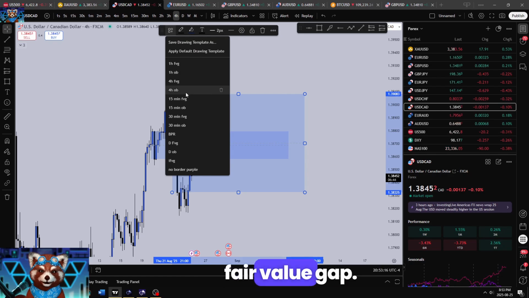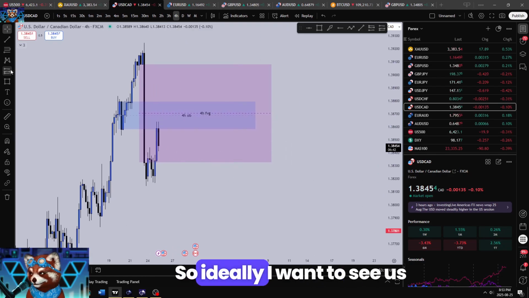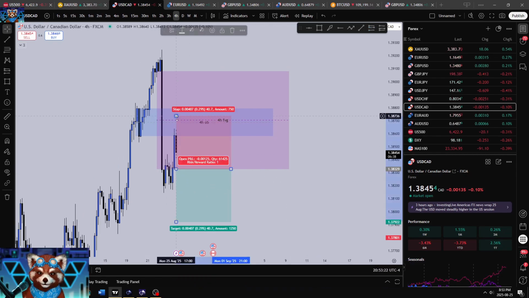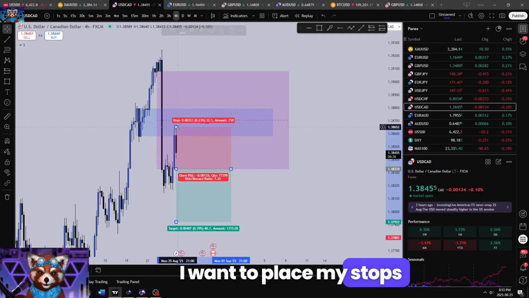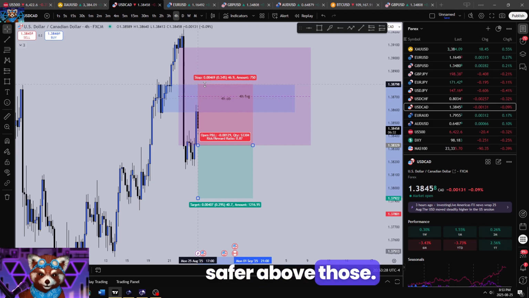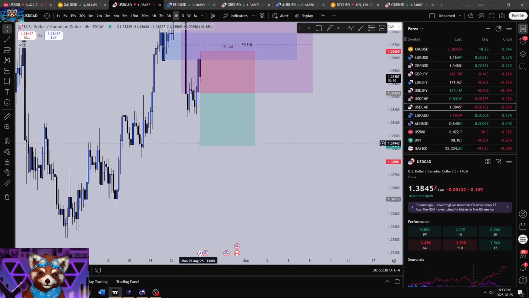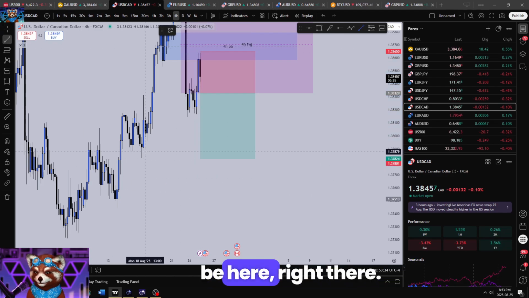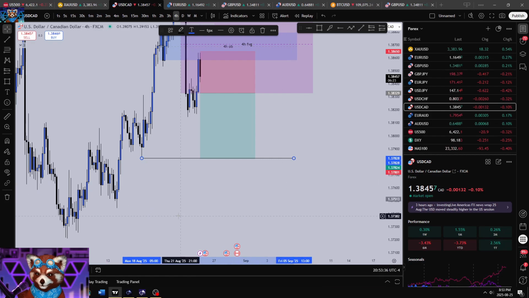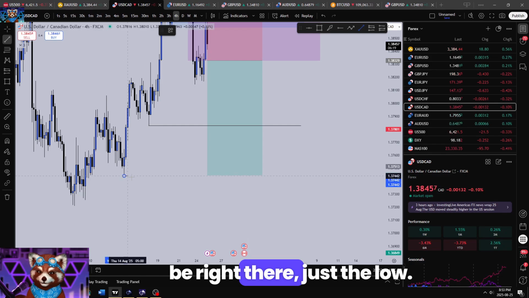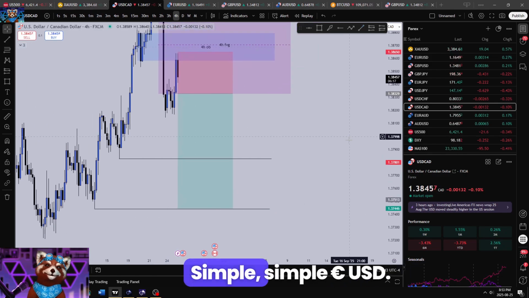4-hour fair value gap. So ideally, I want to see us start trading below it. I want to place my stops above those highs, or if you want to play safer, above those. First take profit would be right here, and my second take profit would be right there. Just the lows. Simple.